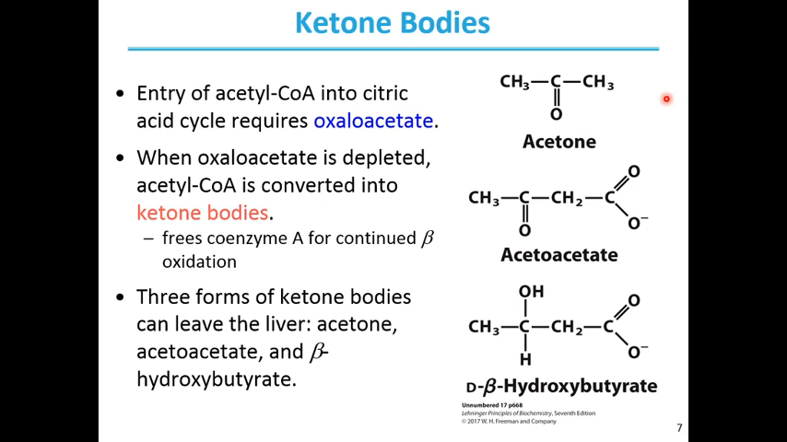The other two molecules, acetoacetate and D-beta hydroxybutyrate, are usually transported by the blood to tissues other than the liver, where they are converted to acetyl-CoA and oxidized in the citric acid cycle. Now, it is important to remember that the production and export of ketone bodies from the liver to other tissues allows continued oxidation of fatty acids in the liver when acetyl-CoA is not being oxidized in the citric acid cycle.